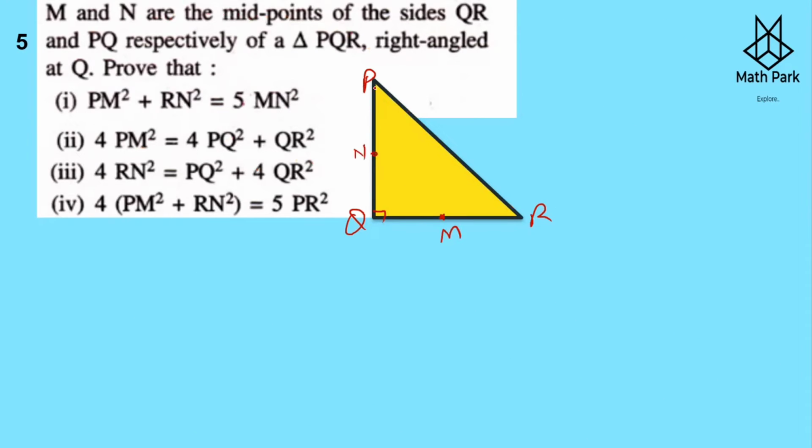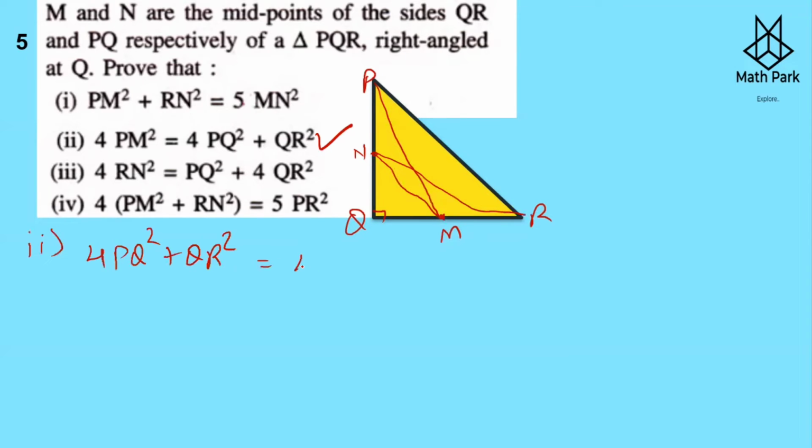Now we have to prove 4PM square is equal to 4PQ square plus QR square. So let me join this PM. What right triangles are possible there? We have these three right triangles over here. Let us take the LHS of this equation. For the second part, we are taking 4PQ square plus QR square. Now PQ is part of this triangle and we are targeting PM square, so let us use the triangle PQM over here.